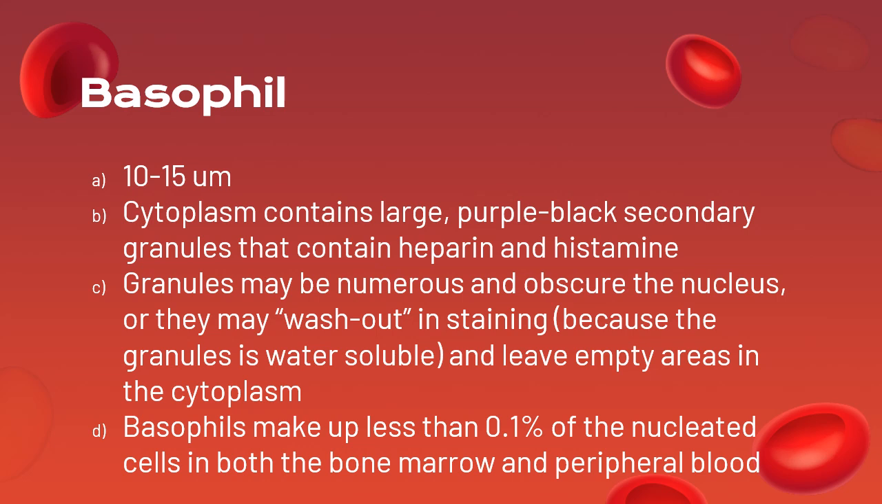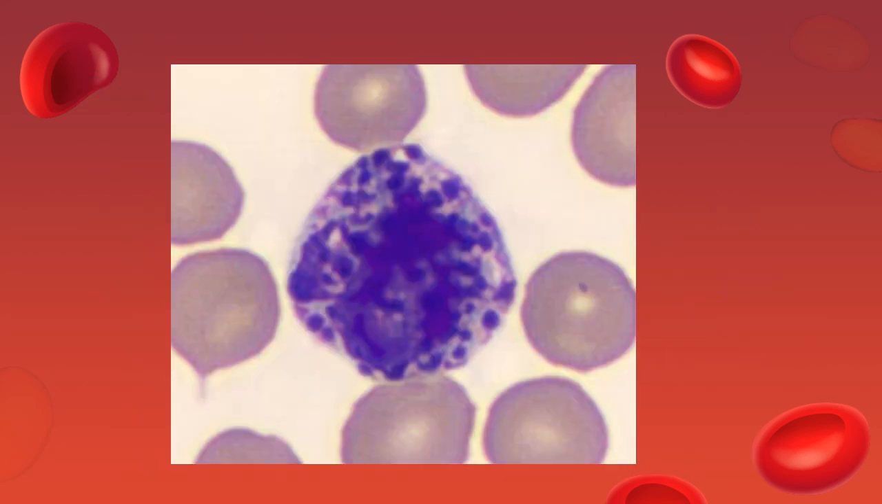Okay. Last is basophil. Basophil naman contains large purple-black secondary granules that contain heparin and histamine. Okay. So, granules may be numerous and obscure the nucleus or they may wash out in staining because the granules are water-soluble. So, it leaves empty areas in the cytoplasm. Okay. So, ayan yung itsura ng ating basophil.